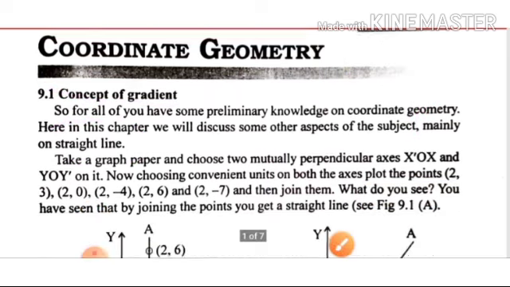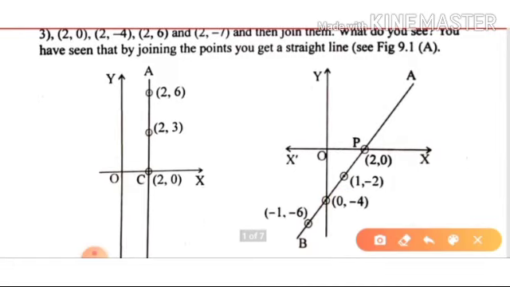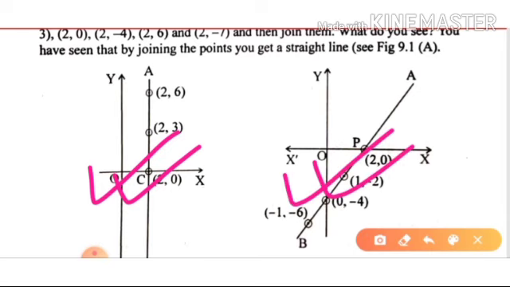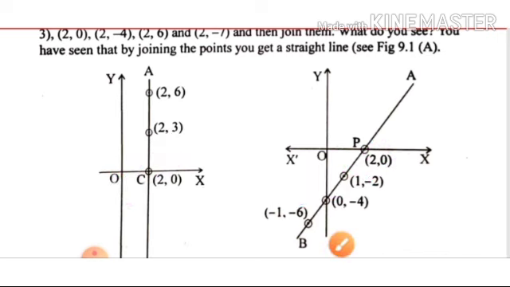that it either is parallel to one of the axes, or it will pass through both the axes, thereby intersecting both the axes. That means the x-axis and the y-axis, like this. Now here we will be discussing the concept of gradient. That means we'll be learning about what is gradient.